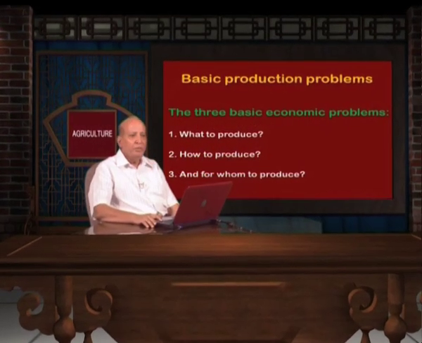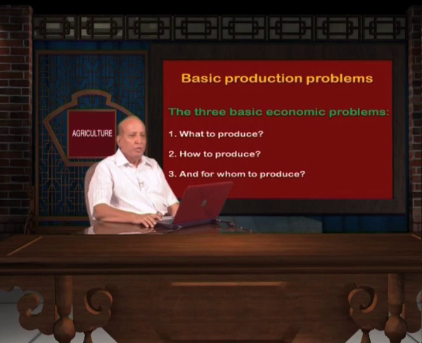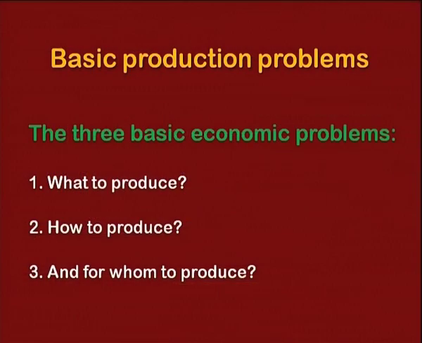First of all, the basic production problems, the three basic economic problems: what to produce, how to produce, and for whom to produce. If we don't know about these three aspects, then the production is not possible. If we don't know how much production is required in our economy, then it is not possible to produce.